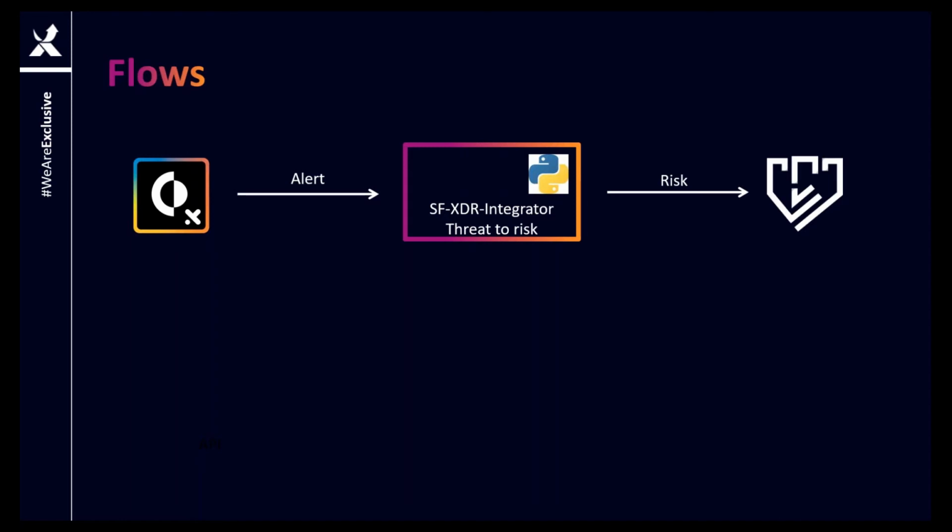That means if Cortex sees anything, and it's important to notice here that in our demo, Cortex is mainly in detection mode because we don't want it to block anything or prevent anything yet, just for our demo purposes. So we let it detect stuff, and if an alert pops up, our integrator will pick it up, query some additional information from Cortex, and translate it to a risk update for Silverfort. A risk update on the machines and also on the accounts that are involved in that alert.